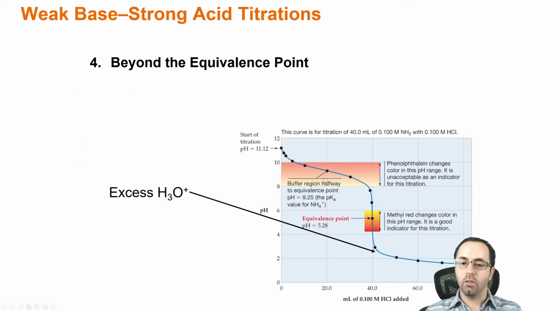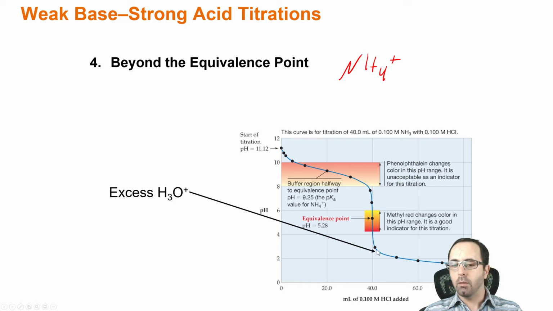Finally, once you pass the equivalence point, what matters there is just the extra strong acid you're dumping in. In this titration, we've already neutralized all the ammonia. So now we're just adding additional H+. Yes, we have the weak acid ammonium ion. Yes, ammonium ion's in there. But it's nothing compared to straight up adding H+, because it's going to have an equilibrium. But here we're adding strong acid. We're just dumping in H+.